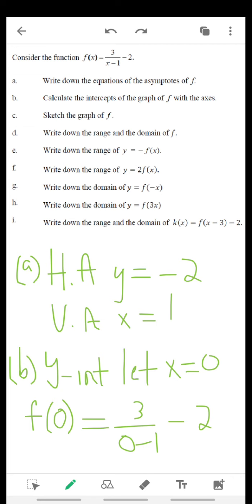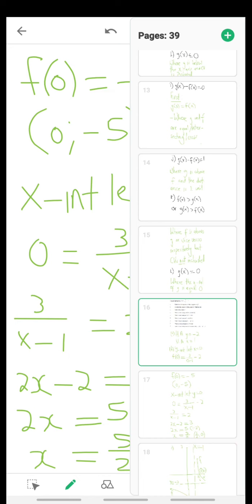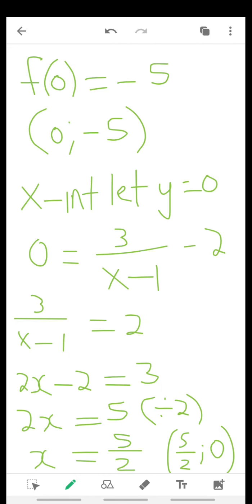Calculate the intercepts of the graph of f with the axes. So they want you to find the x and y intercepts. I'm going to start with the y-intercept and let x be 0, meaning where there is x, put a 0. I've put a 0 there, and I've also put a 0 for f of x. So my y-intercept will be minus 5. It will be f at 0 equals minus 5, and the coordinates of the y-intercept will be (0, minus 5).